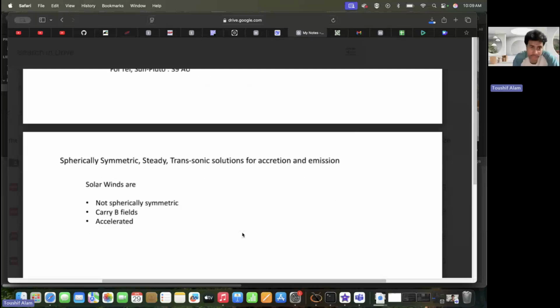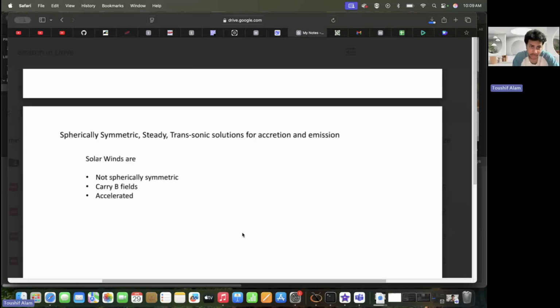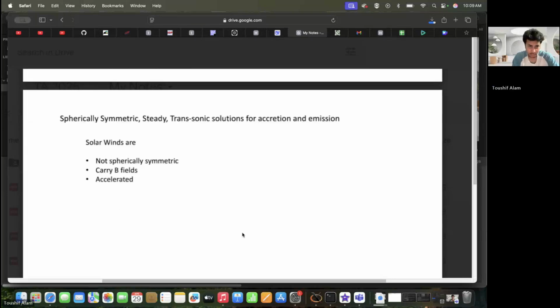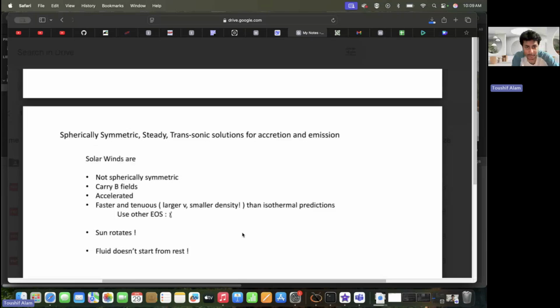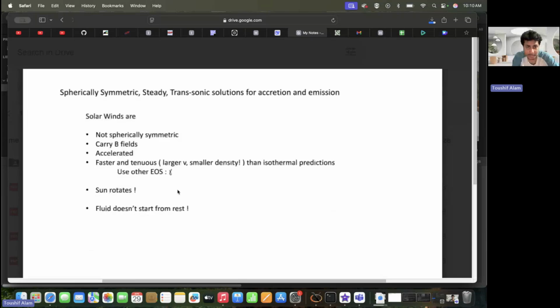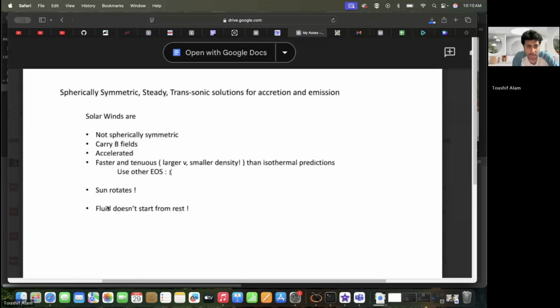Spherically symmetric steady transonic solution for accretion and emission. Solar winds are not spherically symmetric, and they carry B fields and are accelerated. They are faster and more tenuous, with larger V and smaller density than the isothermal prediction. The other equation of state: the sun rotates, it doesn't start from rest.